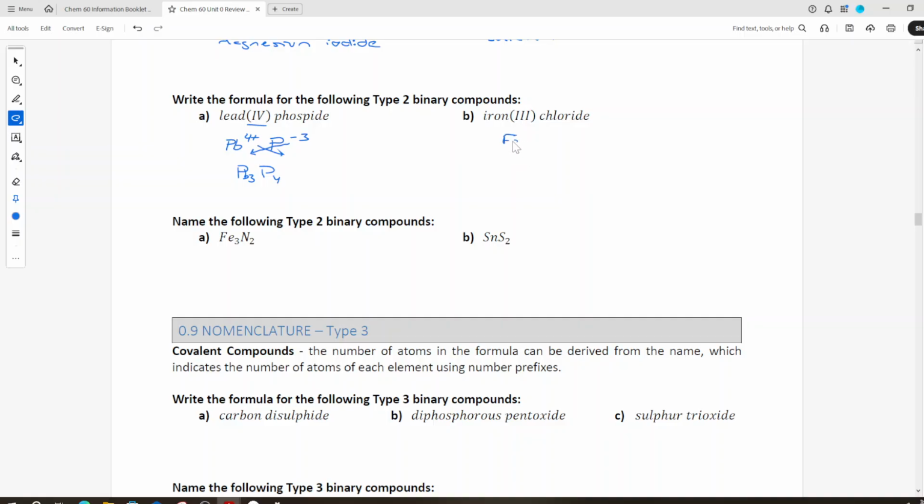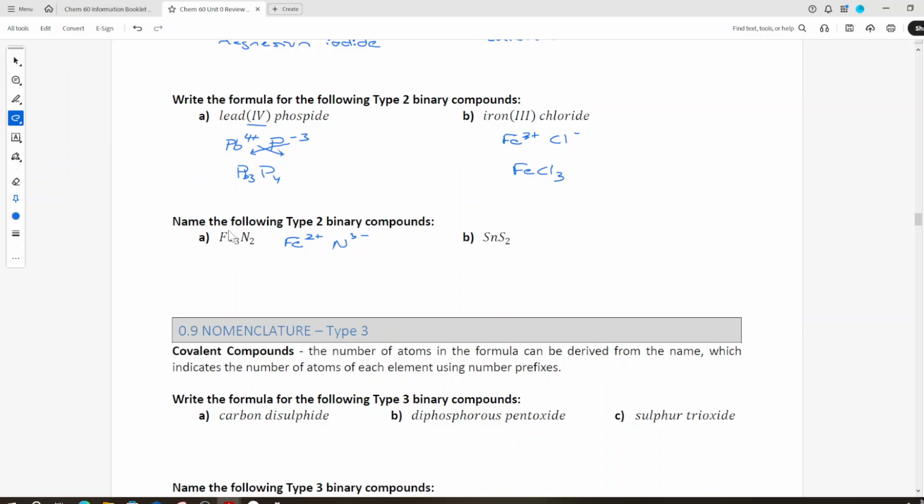So iron is Fe. I know this is Fe3+. Chlorine I know is 1-. So then this would be FeCl3. Sweet. So now let's go the other way around. If I need to name from the formula, what would I do? Well, I know this is Fe3N2. So if I was going to write this with its charges, this is going to be Fe2+ N3-.